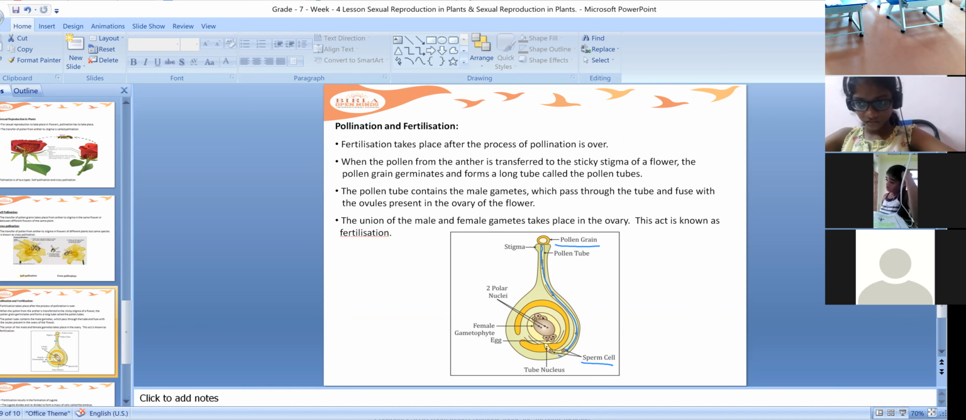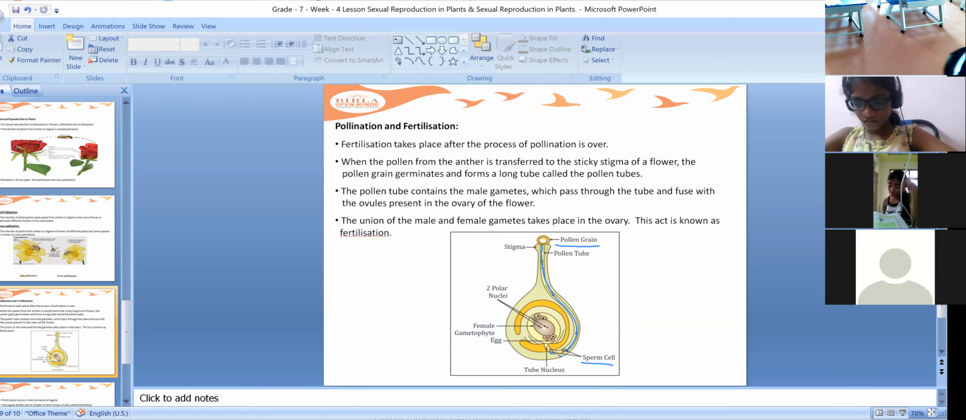So these sperm cells enter the egg. They come and meet the egg and combine with the egg of the female. Eggs are there in the female gametophyte. This is the gynoecium, which is the female reproductive part. Inside this female reproductive part, eggs are there. So the male sperm cell comes and meets the eggs of the female, and then a new plant is formed. Okay. Now the pollen tube contains the male gametes, which pass through the tube and fuse with the ovules present in the flower, the female eggs.